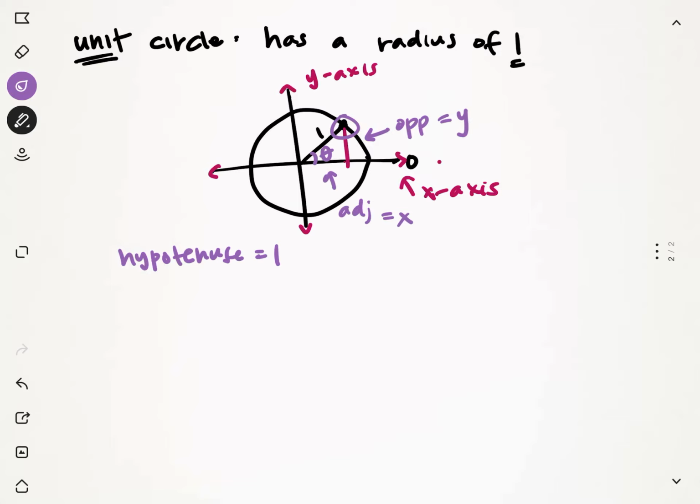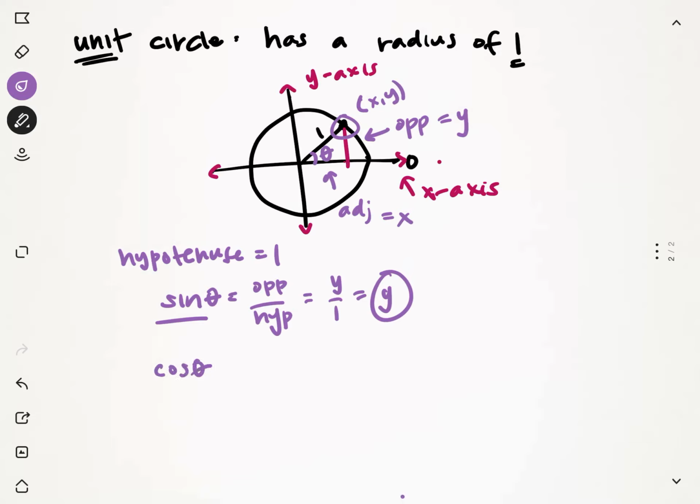So now let's rewrite these trig functions, 6 trig functions, in terms of x and y. So sine is going to be the opposite over the hypotenuse, but because our hypotenuse is 1 and our opposite is y, sine is just y. So whatever our y value is from our point on this unit circle, the sine is just going to be the y value.